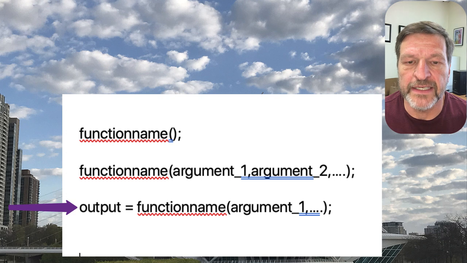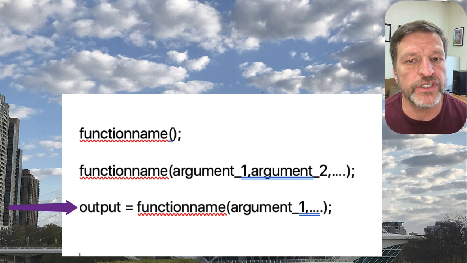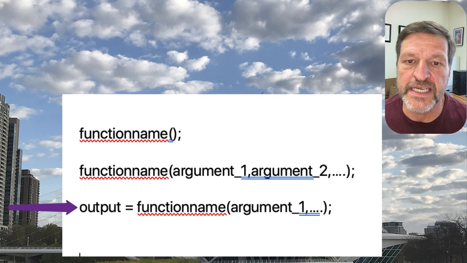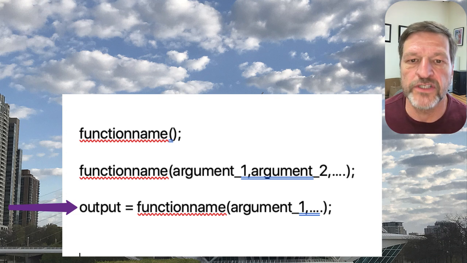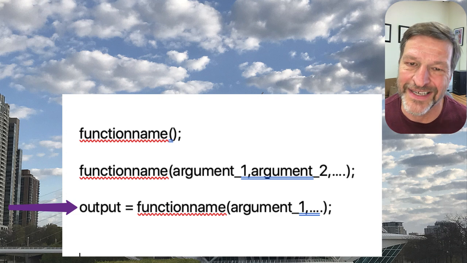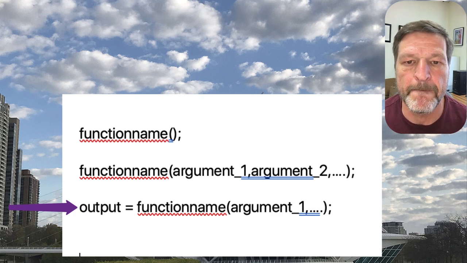The general format is that the output of the function is equal to the function name and then in parentheses a comma-separated list of arguments. Almost all functions in C end with a semicolon. Not all, but the vast majority of them.